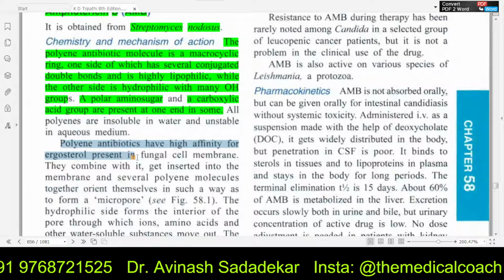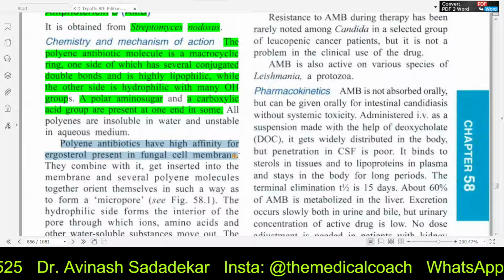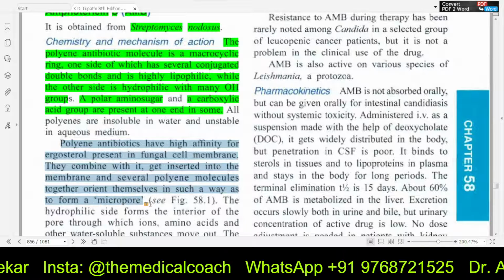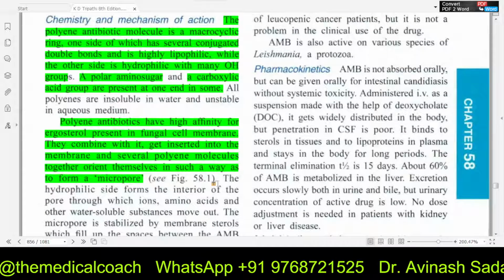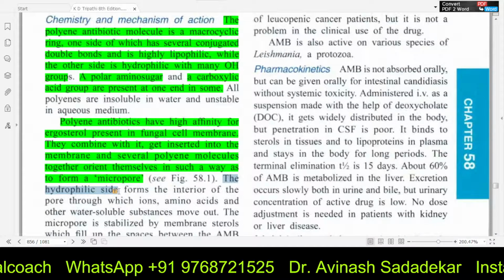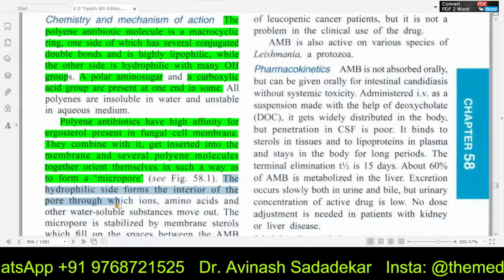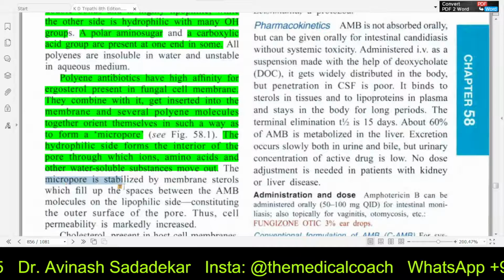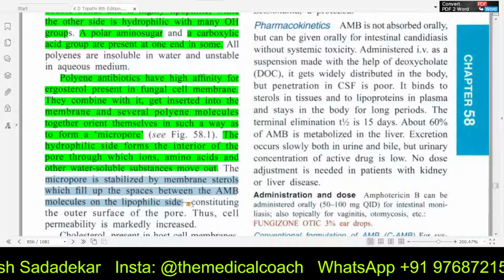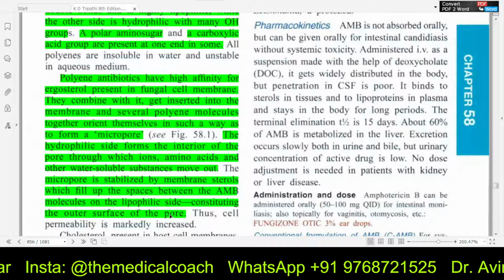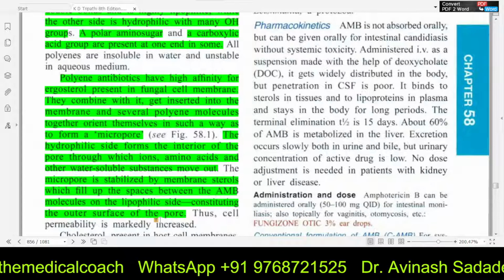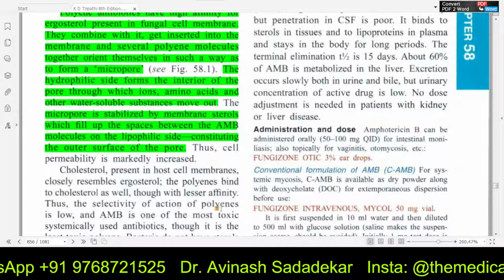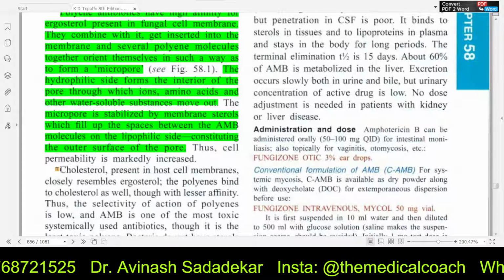They have affinity for ergosterol in the fungal cell membrane. They combine with it, get inserted in the membrane, and then orient themselves to form a micropore. The center of this micropore is the hydrophilic side, through which ions, amino acids, and other substances move out. And the membrane sterol itself supports this pore. The amphotericin B molecules on the lipophilic side form the outer surface of the pore. The cell permeability increases, and that's how the fungal cell dies.